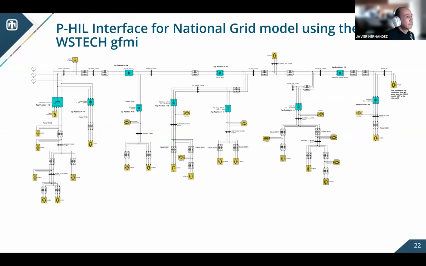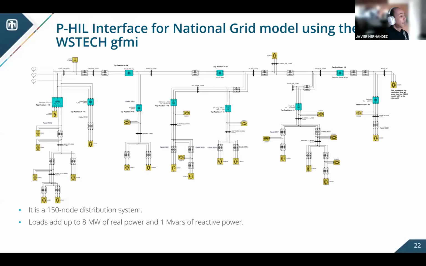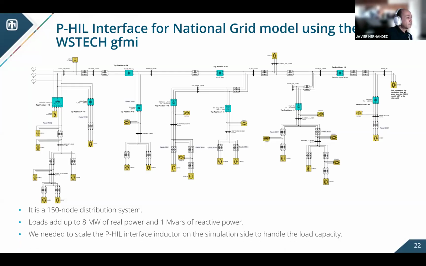And our last deliverable for last year is to provide a P-HIL interface experiment with a more representative distribution system. For this one, we picked a distribution system model called the Old Forge National Grid model. It is a 150 node distribution system. It's fairly balanced, where the loads add up to 8 megawatts of real power and 1 megavar of reactive power.